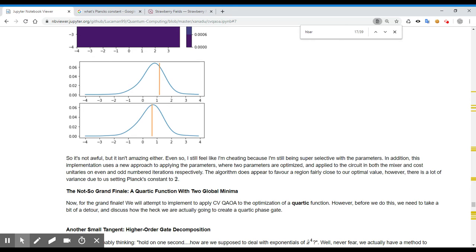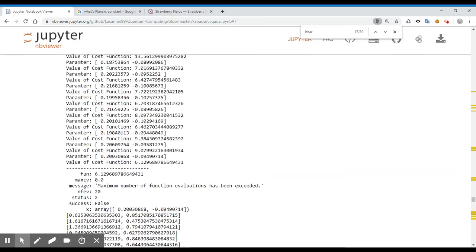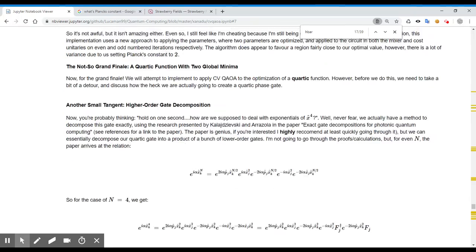The algorithm does appear to favor a region fairly close to our optimal value, however there is a lot of variance due to setting Planck's constant to 2. Not to 2, but then you say 1 up there, so you have to fix that up probably.